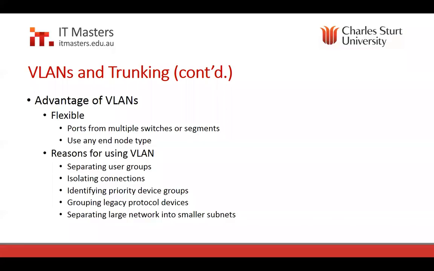The reasons for using VLANs are manifest. Separating user groups is one, isolating specific connections for security reasons is another, and identifying priority device groups, to say, okay, VLAN 1 has priority over VLAN 2, for example. Another is to group some legacy protocol devices together. So we've got all these old machines over there. We don't want them talking to us, so we put them in their own VLAN. Or to separate your larger network into smaller, more manageable subnets.